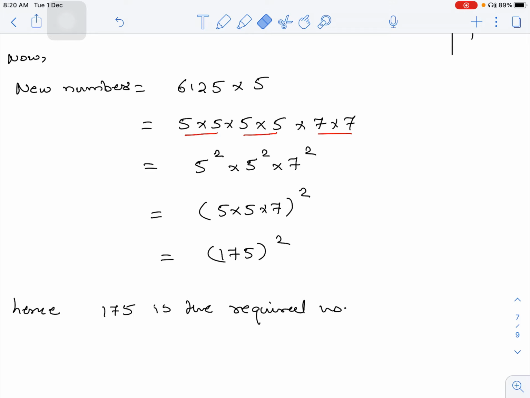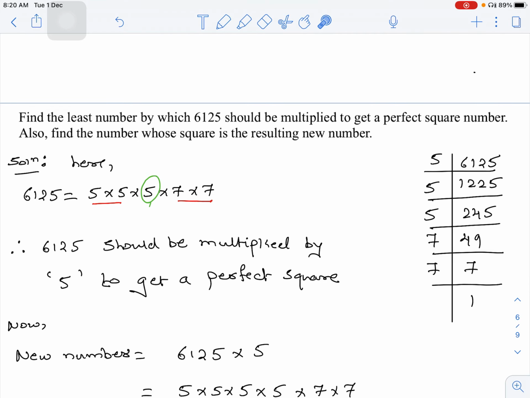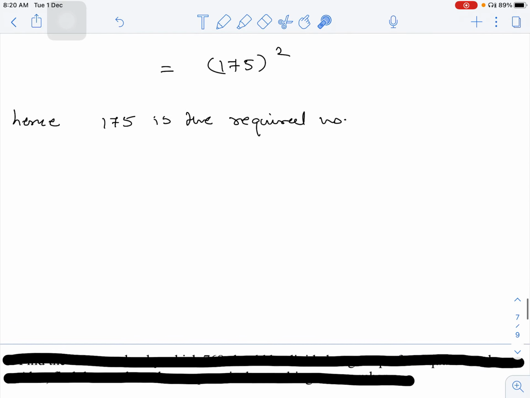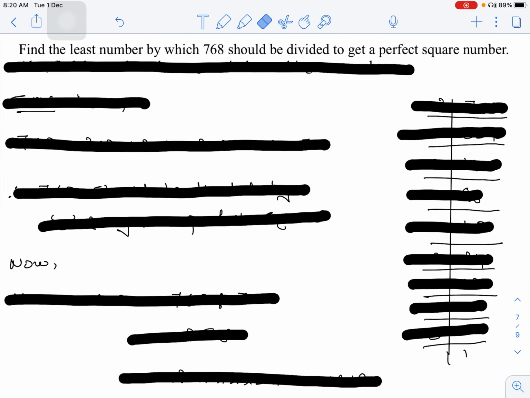Okay, so now let us solve one more example. Here we have seen multiplication. Now let us see our next example. In this example, the first part is given as: find the least number by which 768 should be divided.